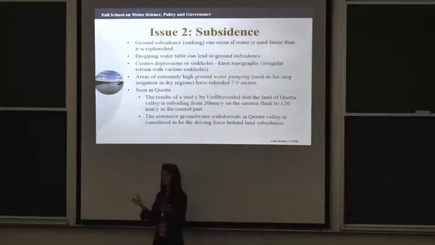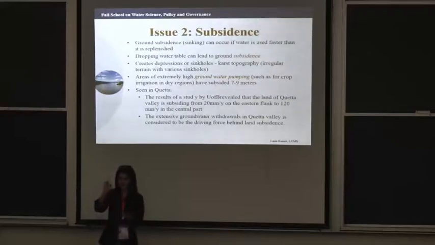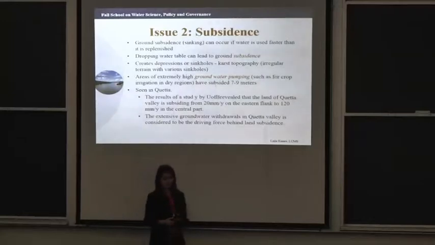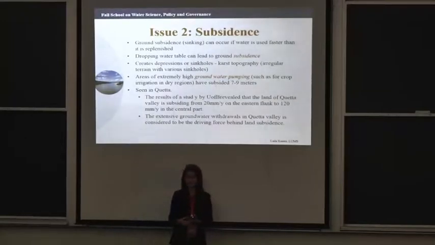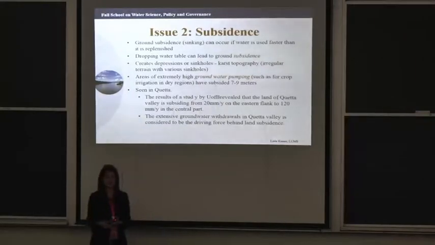Imagine if you have a sponge. It has air, it has water. If you squish the water out, its volume will decrease. And that's what can happen and can lead to huge depressions or karst topography, that's unequal terrain.